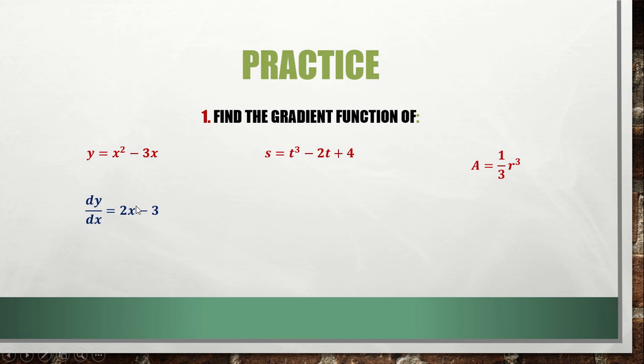Next, s is equal to t cubed minus 2t plus 4. If you multiply the t cubed by 3, you have this, and everything else remains the same. Now 4 dies out because 4 has an x component raised to power 0. Anything raised to power 0 is 1, but because of the multiplication, the 4 dies out, so we remain with this.